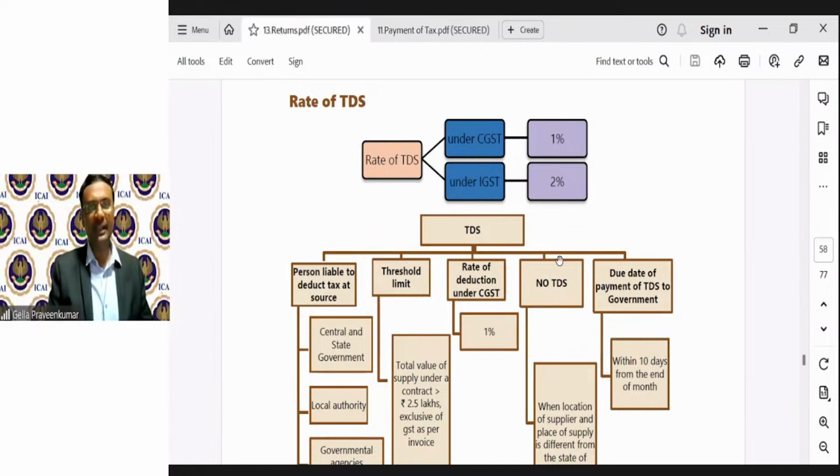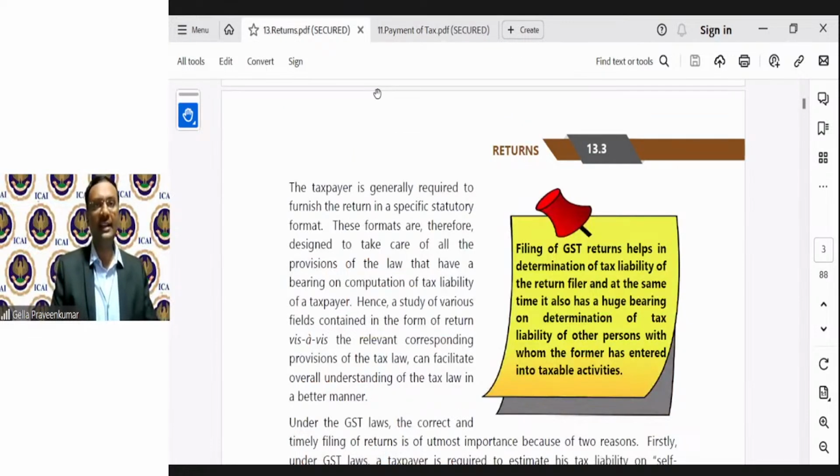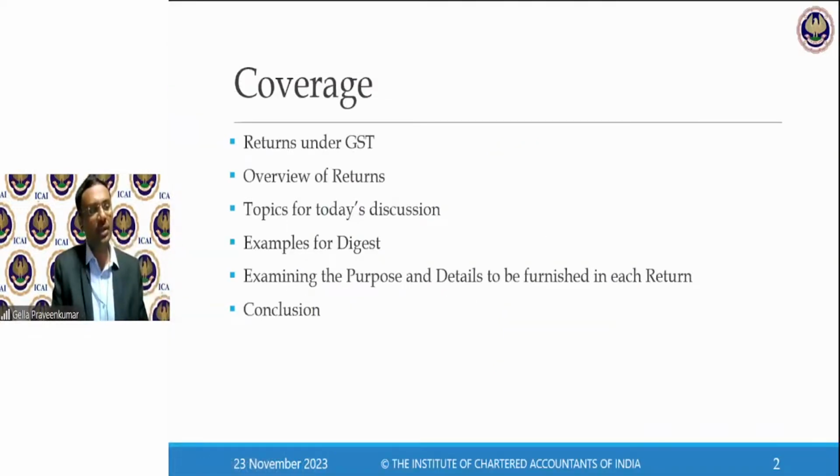Coming back, let's start with this topic called returns under GST law. Coverage: I'll make you understand what all returns we file under GST. I'll also make you understand what information goes into this return, and I'll give you some examples to understand how these practical scenarios are dealt with when we file returns under GST law.